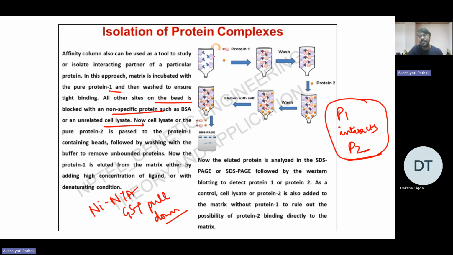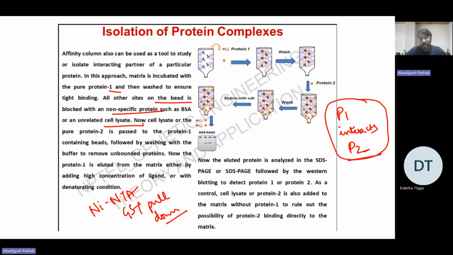Your cell lysate will have different proteins. The one which has affinity for protein 1 will remain bound to the column. The rest will get washed off. So you do a couple of washing steps, and after the washing steps, you add the elution buffer.